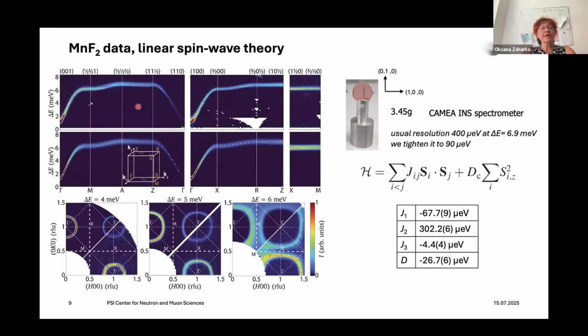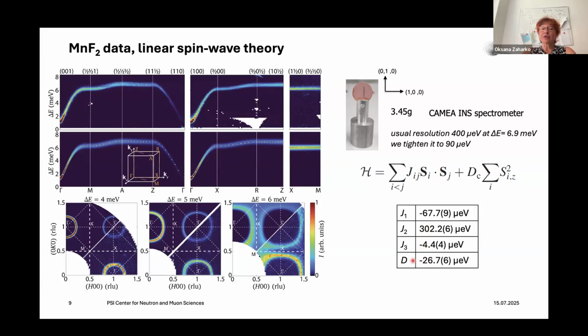And if you see, in this overview of the data, not much splitting is seen. This is once more cuts in the Q space at different energies. So what we did, we tried to improve the resolution, made different instrumental tricks to go as good as we can. That's really state-of-the-art instrumental resolution you can get. And the maximum which we were able to get is actually 3 couplings instead of 2, the third one being very, very small.